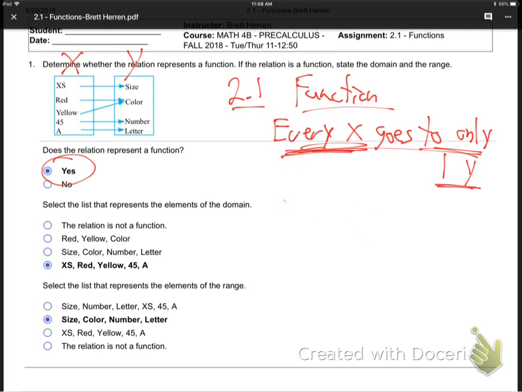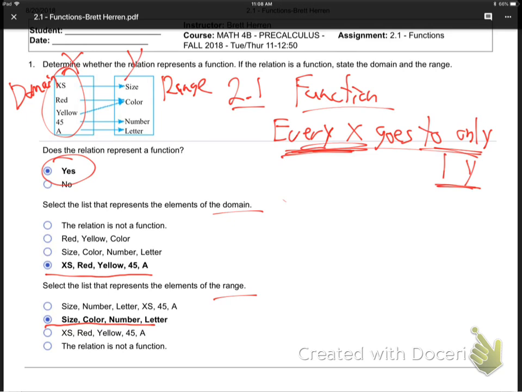And then once it is a function, they want you to say, okay, what's the domain? What's the range? Do you guys know domain and range already? Domain is x values. Range is y. So this stuff is the domain, that's why the answer is right there. And this stuff is the range, that's why the answer is right there. Is that good? Not too bad. So I'll move along.